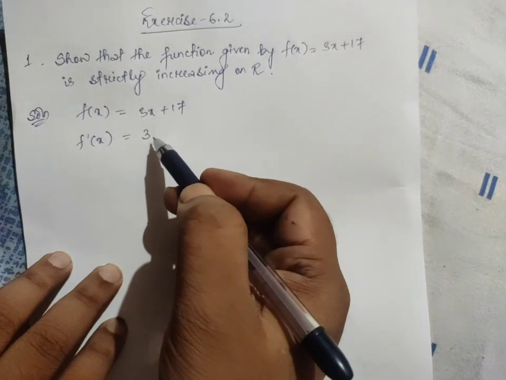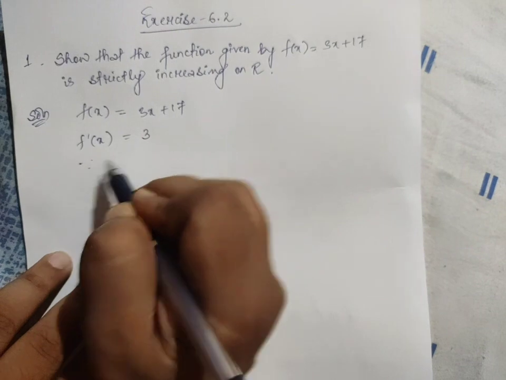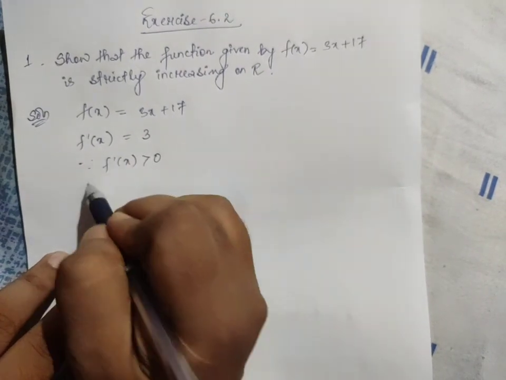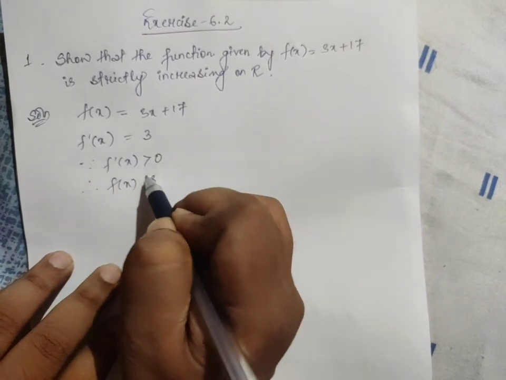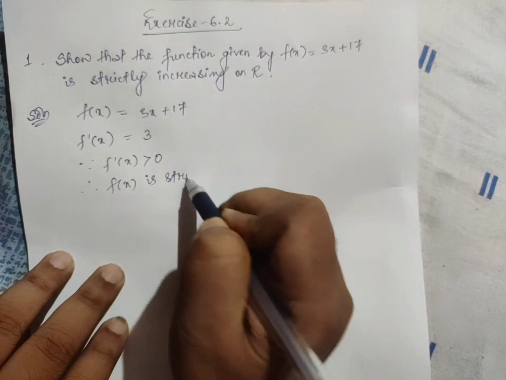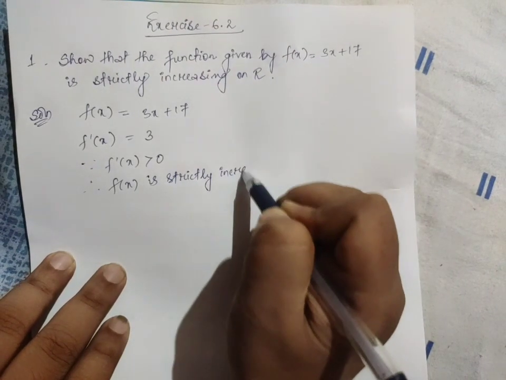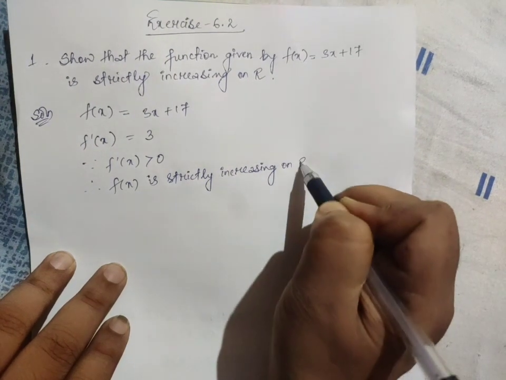So it is greater than 0, right? And the condition is satisfied. So you can write, since f dash x is greater than 0, therefore f of x is strictly increasing on R.